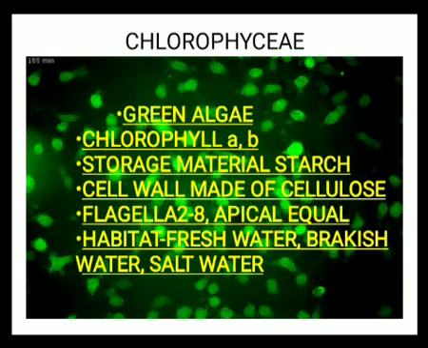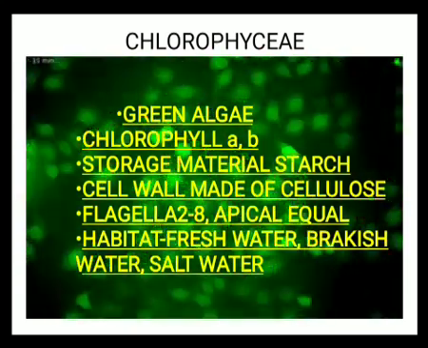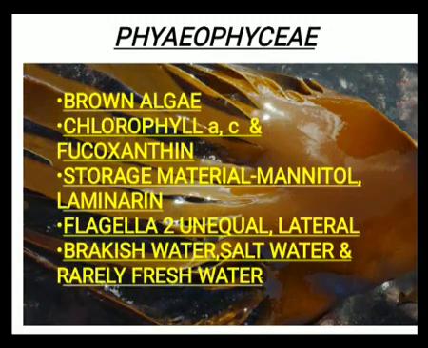Sexual reproduction shows considerable variation in the form of sex cells, which could range from isogamous, anisogamous or oogamous. Now here are some examples of the members of the green algae. Single cellular Chlamydomonas, then colonial Volvox, filamentous Ulothrix, then there are large algae, Fritschiella, then Ulva and the Hydrodictyon. Now this is about the green algae.